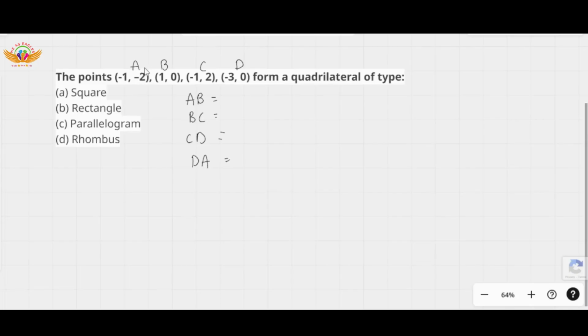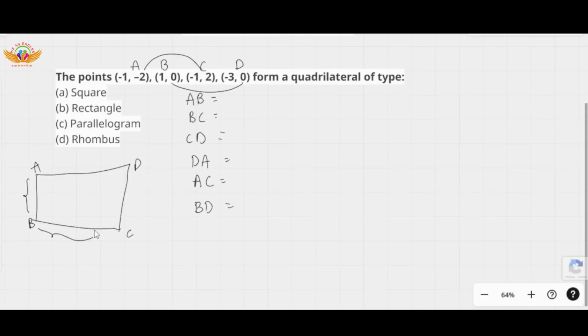Diagonals will be AC and BD. AC will be one diagonal and BD will be the other diagonal. So how did you get this? Don't worry, I'm just drawing a quadrilateral, something like this. If you draw it, AB, CD, that's what I did. First we have to find AB, then BC, then CD and then DA. So we are going to find all the 4 sides. Also I am going to find the diagonals AC and BD.